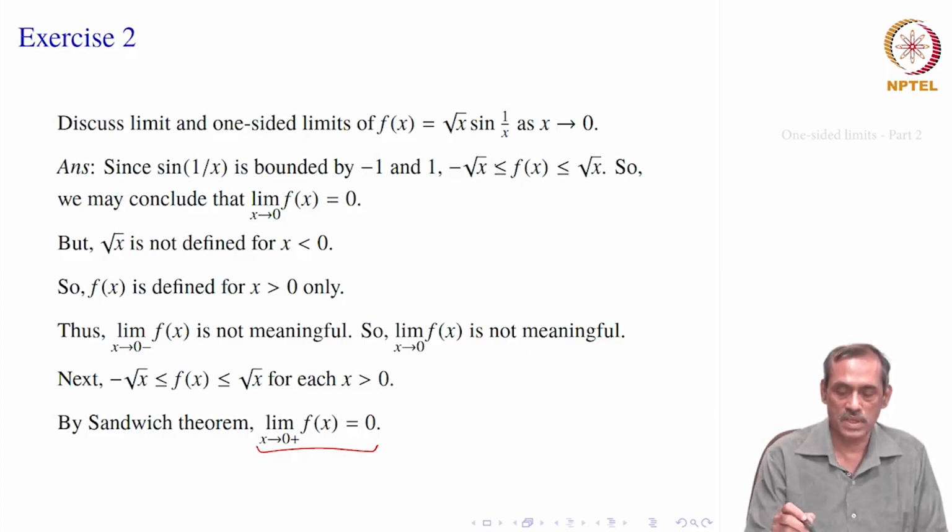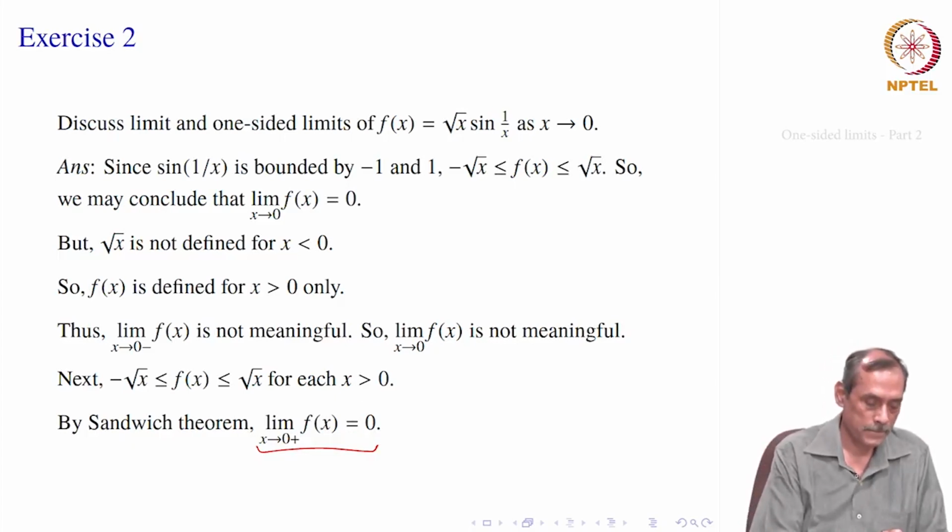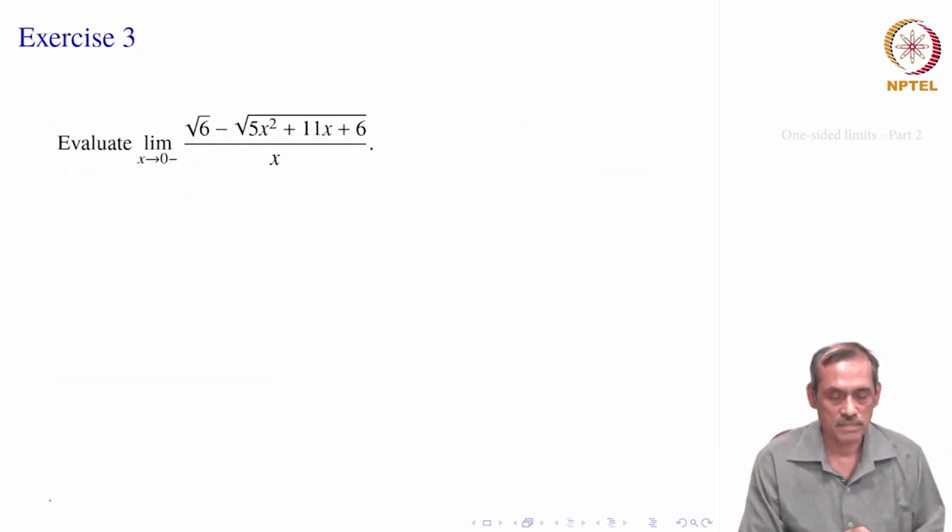So, we have to also consider whether these notions are at all applicable in a case or not. In this case, left side limit is not applicable at all, only right side limit is applicable, and that limit exists, it is equal to 0 for this function. Okay, let us take another exercise.